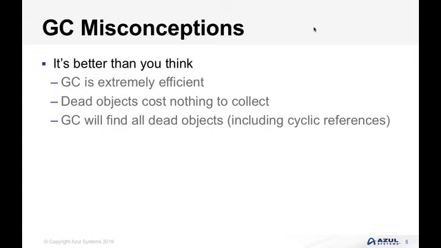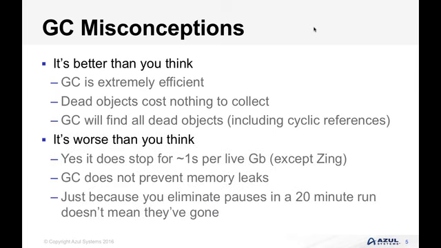Garbage collection will find all of your dead objects. Even if you have cyclic references, two objects that refer to each other, 3, 4, 5, doesn't matter how big the cycle is, the garbage collector will understand that even though these objects have references to them, none of those object references are coming from your application code, and therefore it will be able to reclaim all of the space for any objects that are no longer referenced by your application. That's the good news. The other side of it is that it's sometimes worse than you think.